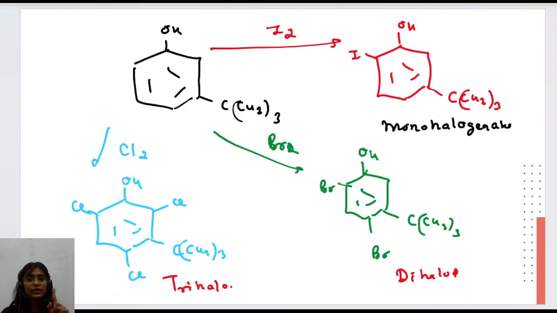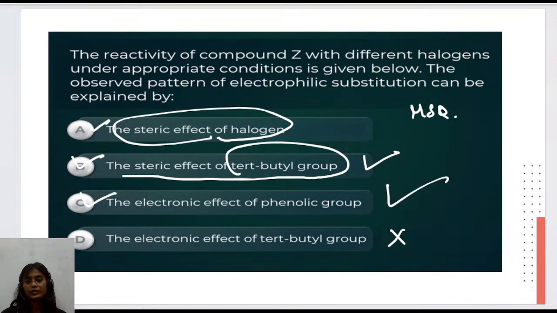So what is the reason? The first reason, the OH electronic effect. Second reason, the bulky group, that is the bulkiness of this group. Third reason, the bulkiness of the iodine, chlorine or bromine halogen there. So three reasons: first, OH group plus M effect. Second, tertiary butyl bulkiness. Third, bulkiness of the halogen. And hence the answer for this question is A, B, and C are correct here.